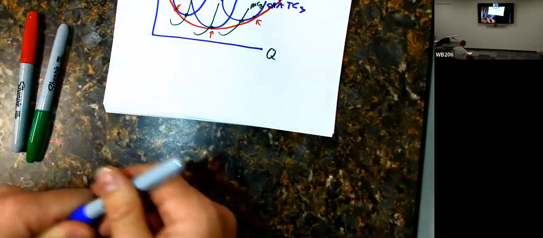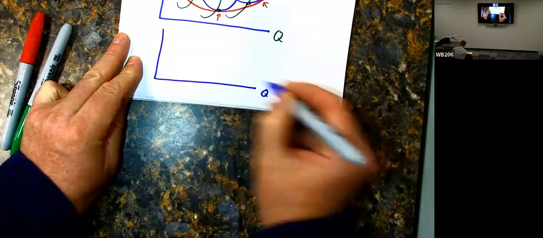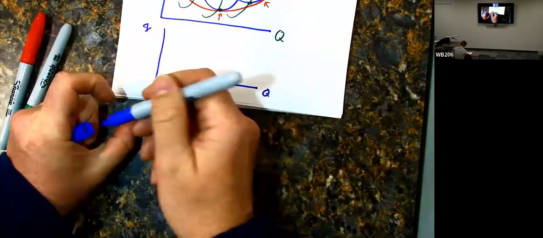We can draw a more basic long run average total cost curve like this. Draw it like this.